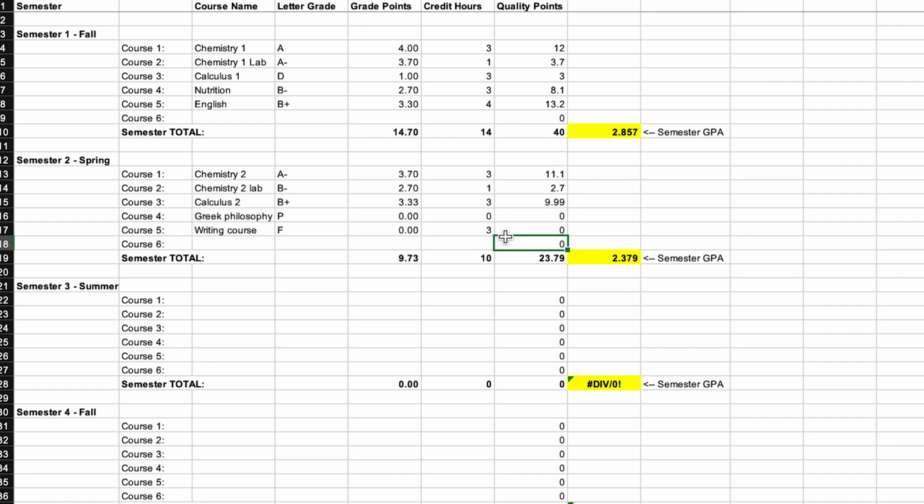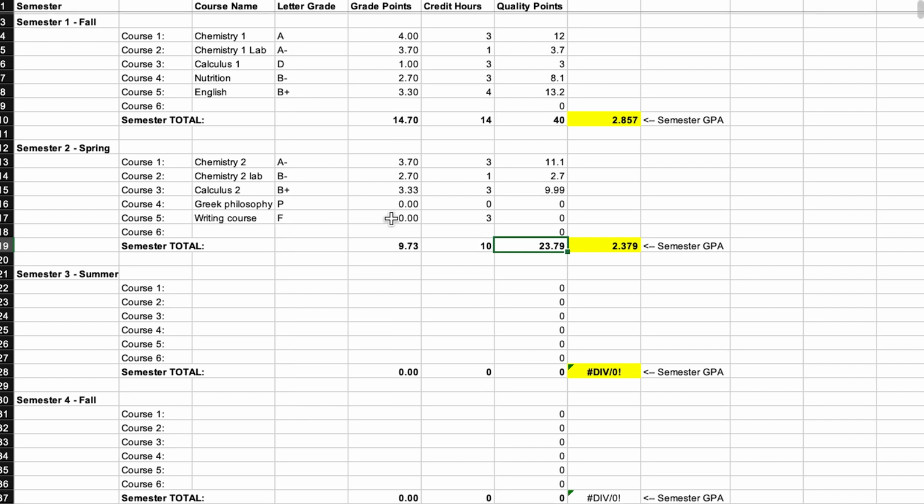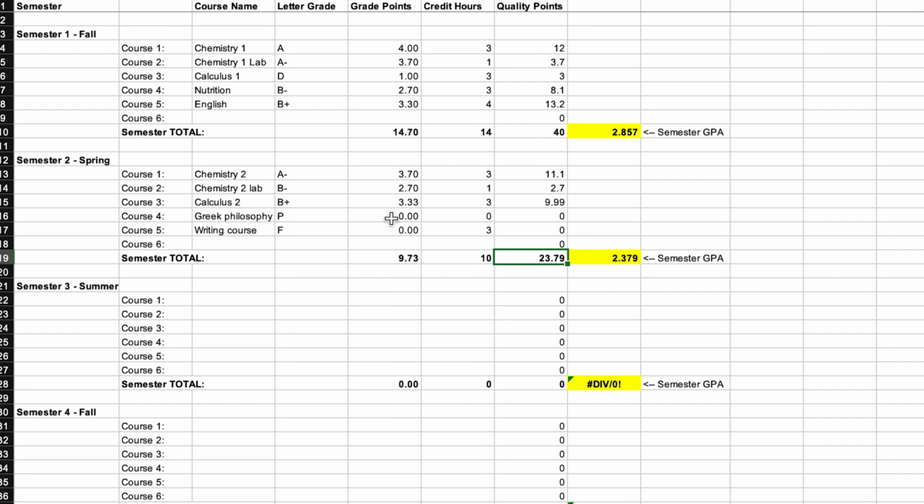And if you want to calculate your overall GPA, at the bottom of this document, it's going to automatically calculate the credit hours you've taken in total and the quality points you've taken in total. And at the bottom, it will calculate your overall GPA based on total quality points and total credit hours. From there, you can delete courses to find out your non-science GPA, for example.